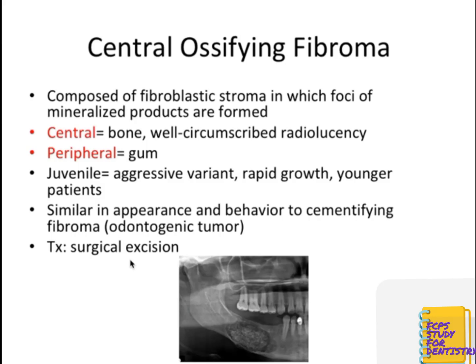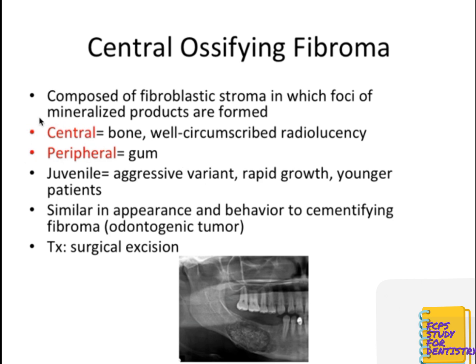So first we're going to talk about the central ossifying fibroma, and this is composed of fibroblastic stroma, or connective tissue, in which foci of mineralized products are formed. And ossifying is referring to this sort of bony tissue, and the mineralized products you can see in this image here. We have this basically radiolucent lesion, but it contains these radiopaque little specks of ossification, mineralized products, at the center of this lesion.